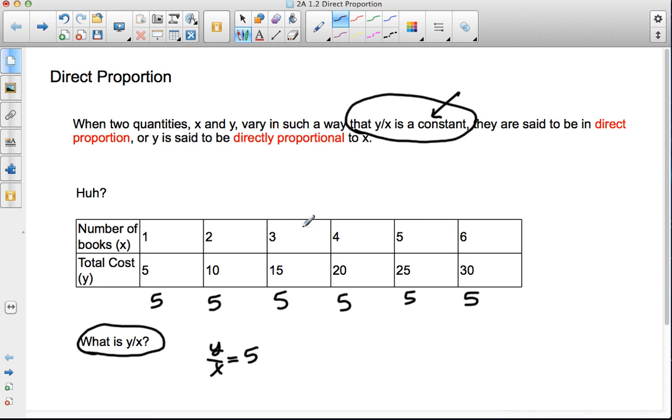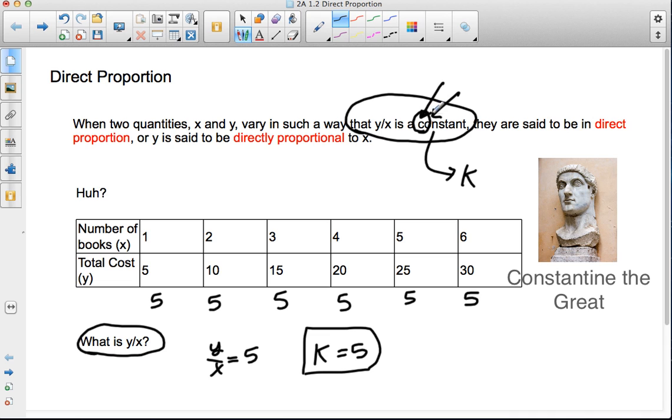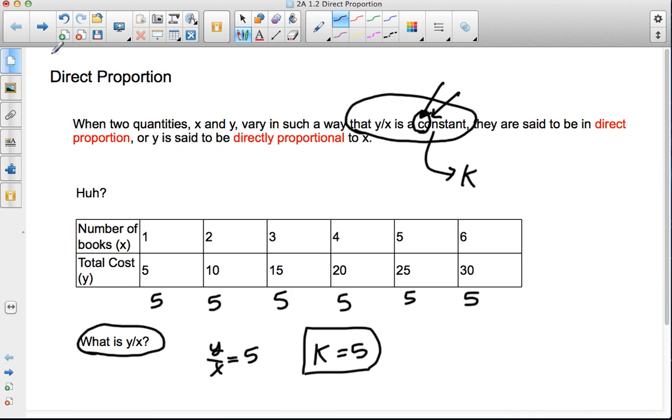Now, we refer to a constant by using the letter k. So in our example, k equals 5. Why is k used as a constant? Well, back in the BC, before the Common Era, everything used to be spelled with a k. And it wasn't until Constantine the Great decreed that everything be written with a C instead of a K. And there's your answer.